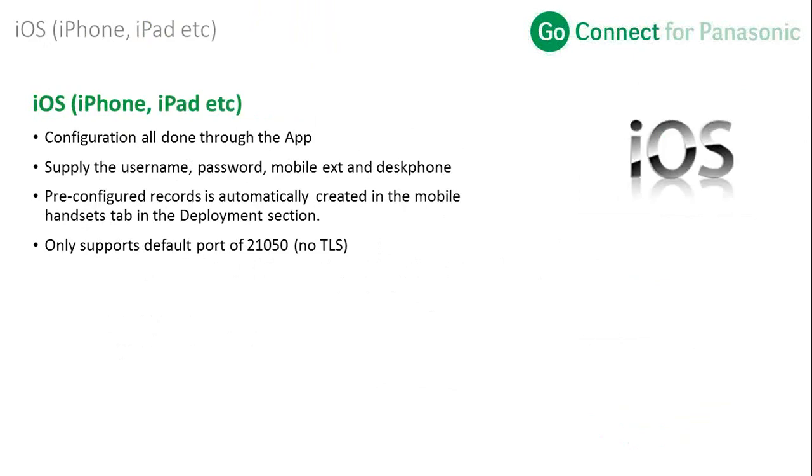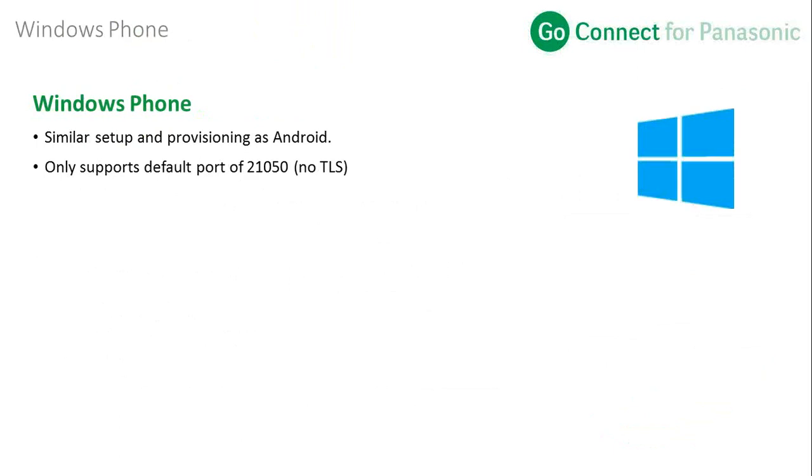On iOS, you can do this all through the app using the username and password and mobile extension. So you're literally doing a manual configuration rather than pre-configured on the server, and it only supports, as we said at the very beginning, on the server configuration port 21050. There is no secured TLS configuration for the iPhone. Windows Phone is similar to setting up the Android, and again we only support port 21050, and that is it.